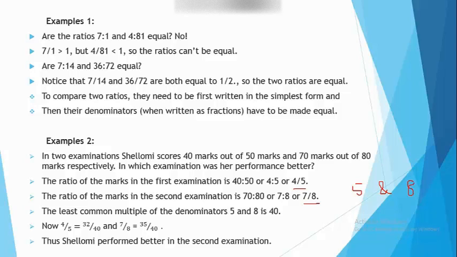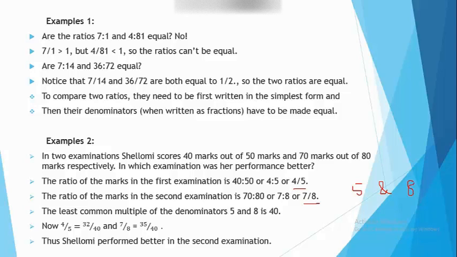Now 4 by 5 equals 32 by 40, where we multiply the bottom by 8 to get 40, and whatever we do to the denominator, we have to do to the numerator. So we multiply the 4 by 8 to get 32, and 7 by 8 equals 35 by 40, where we multiplied 8 by 5 to get 40 and 7 by 5 to get 35.